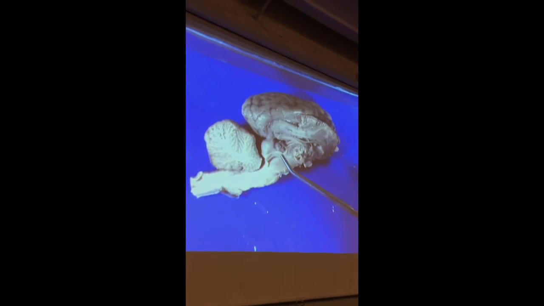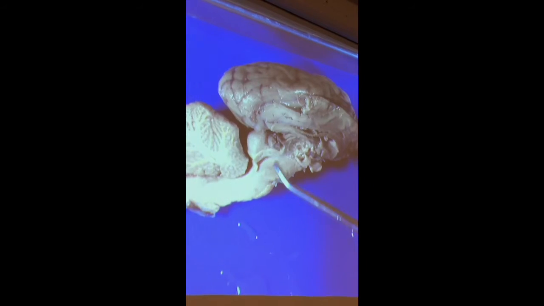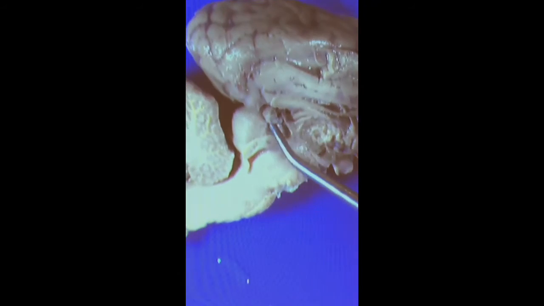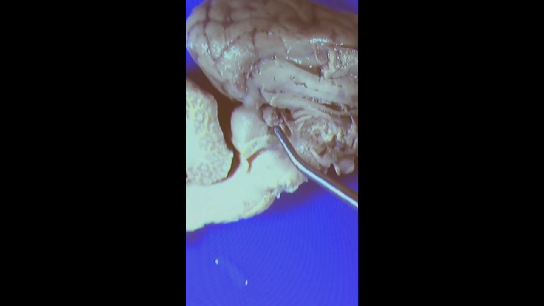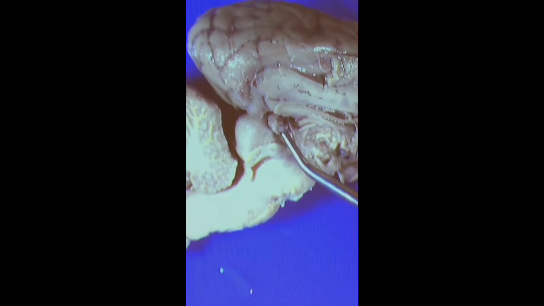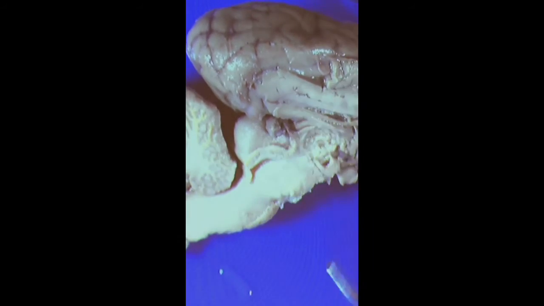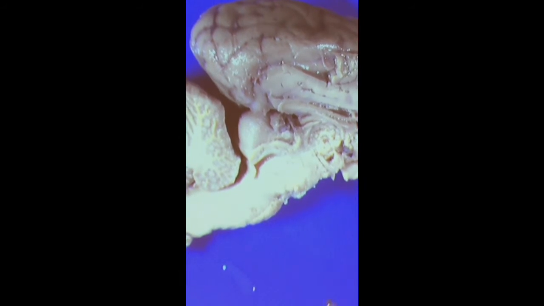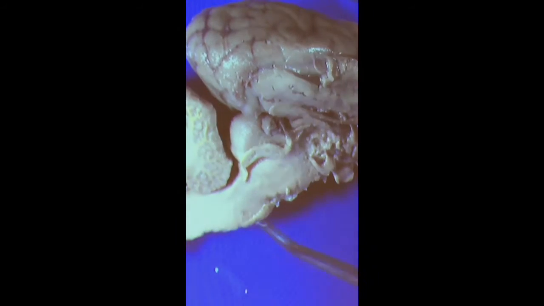This structure right here, which some of you might not have on yours, because when you cut the brain in half, it's so small that usually it goes to one half or the other. So half the brains that are cut in half should be missing it. That's the pineal gland.